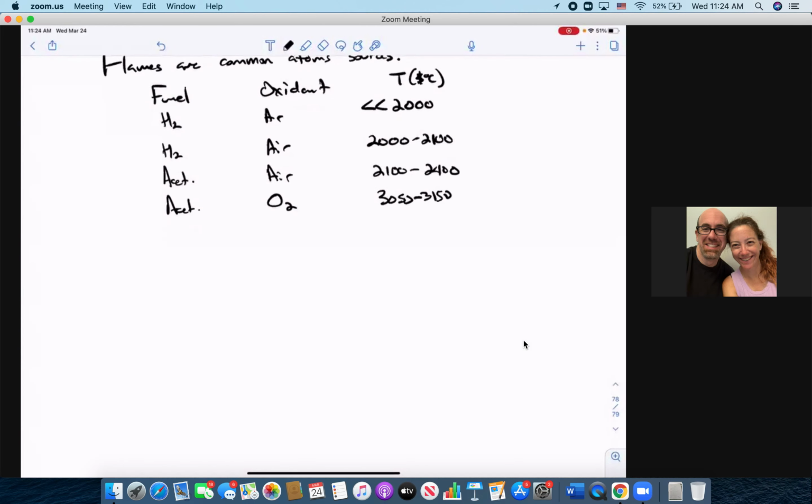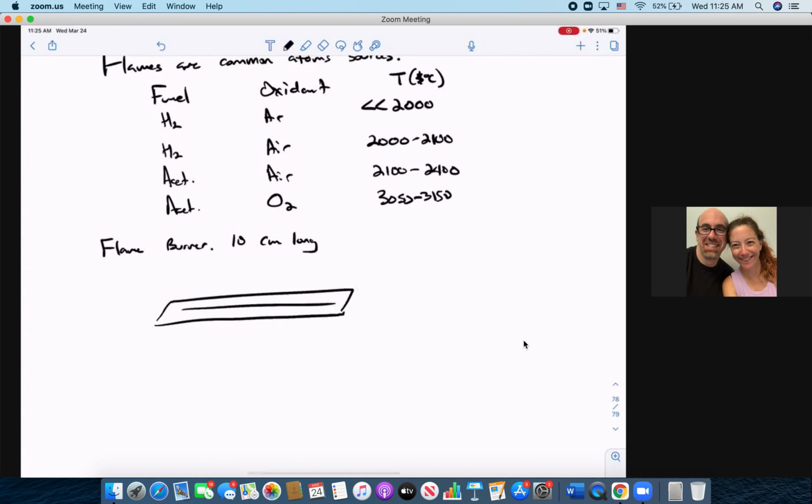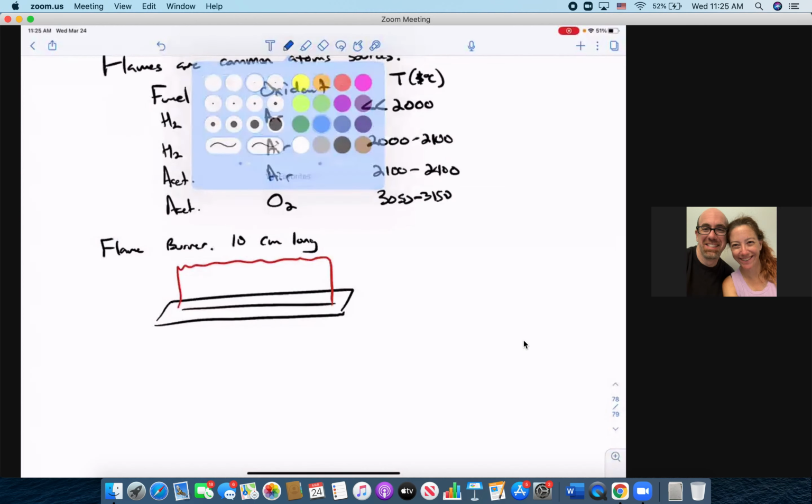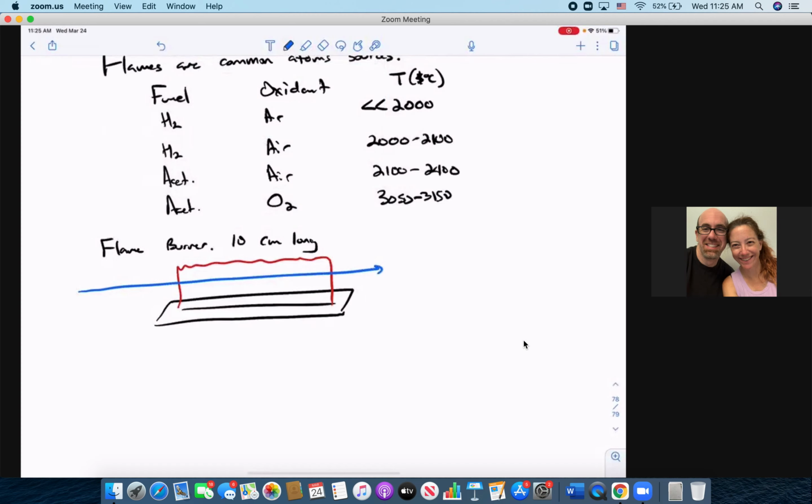Okay. And the flame burner is a little bit different than what you used in atomic emission in GenChem. It's actually 10 centimeters long. It's actually like a slot burner. So it looks like this. Like there's an aperture, if you will. And this flame that's produced is 10 centimeters long, like a sheet. And the light from your hollow cathode lamp goes through it.